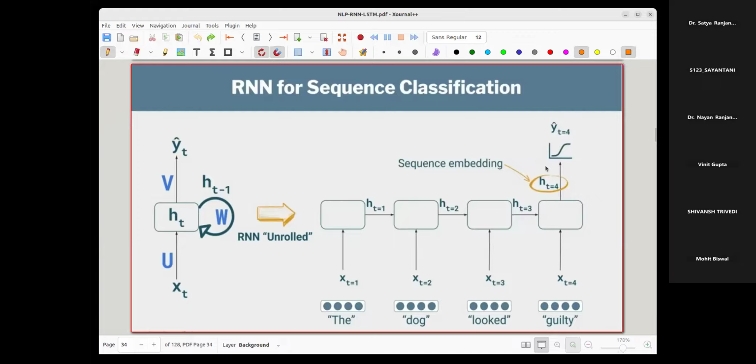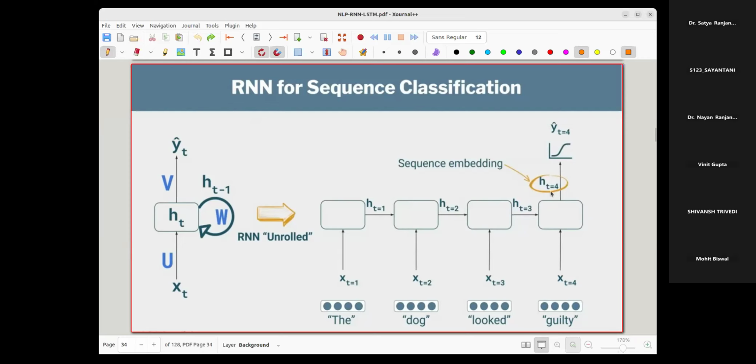The final output, whatever hidden state representation it is, will be used: if it is binary, you use a sigmoid here and one output will be produced. If it is a multi-class classification, you use softmax here, so one of many outputs will be produced.